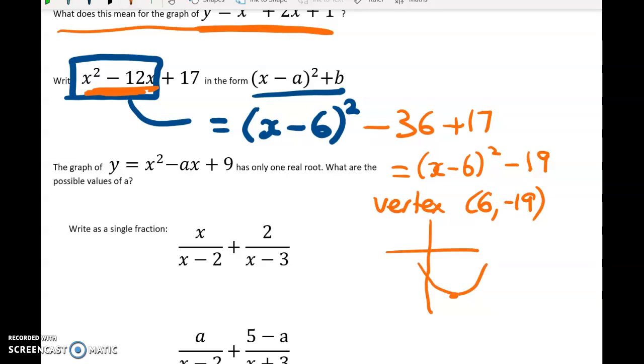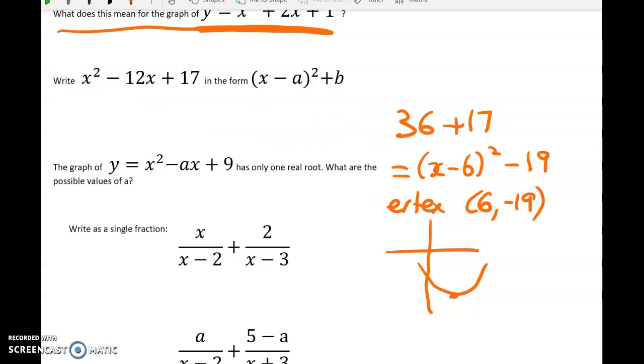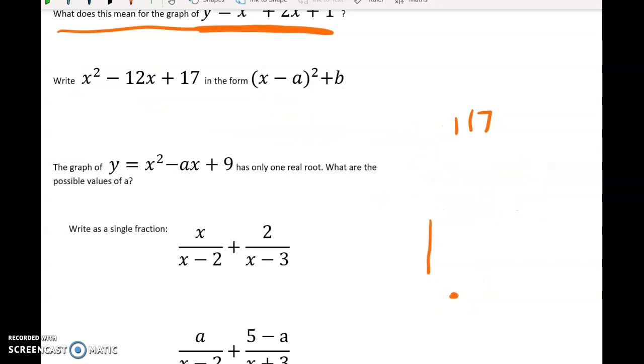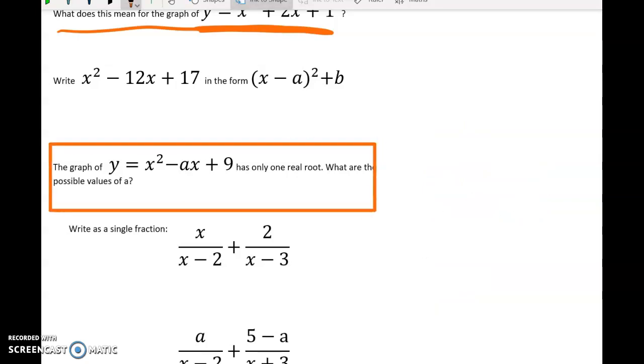Right, the next question is another one to do with the discriminant. The graph of y equals x squared minus ax plus 9 has just got one real root. Right, so we're looking at this question here. What are the possible values of a?